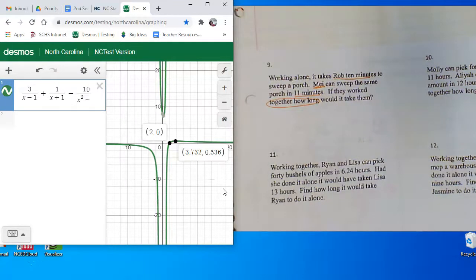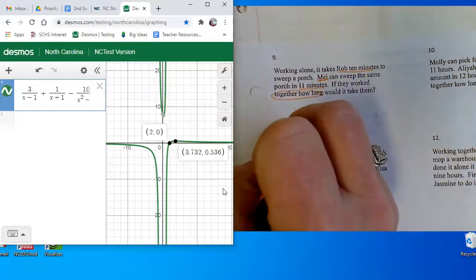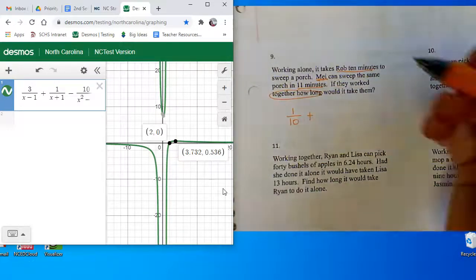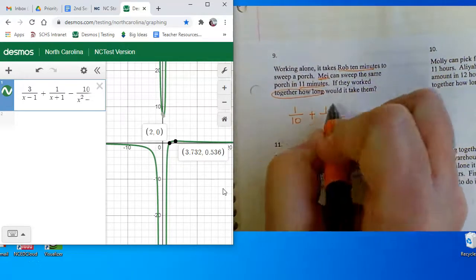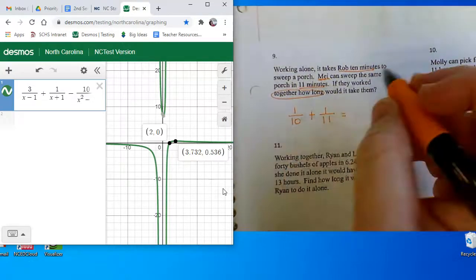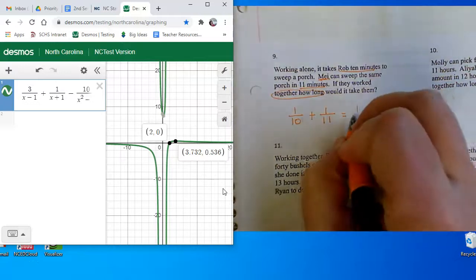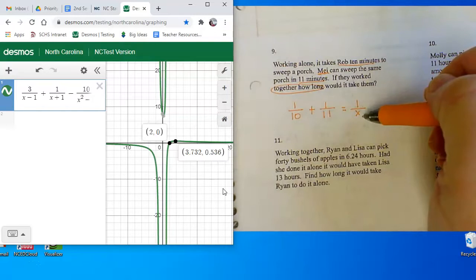So when we talk about the rate, the way that I think about it is the type of job divided by the time. In this case, it takes Rob 10 minutes to do one job, which is sweeping the porch. So one job takes 10 minutes. We're going to add that to whatever May can do, which in this case is the same one job, and it takes her 11 minutes. How long will it take them to do it together? That same one job together is x. And so that's the equation that you set up. You do whatever kind of job it is divided by the time on each, you add it, and that equals that same job divided by whatever you're looking for.